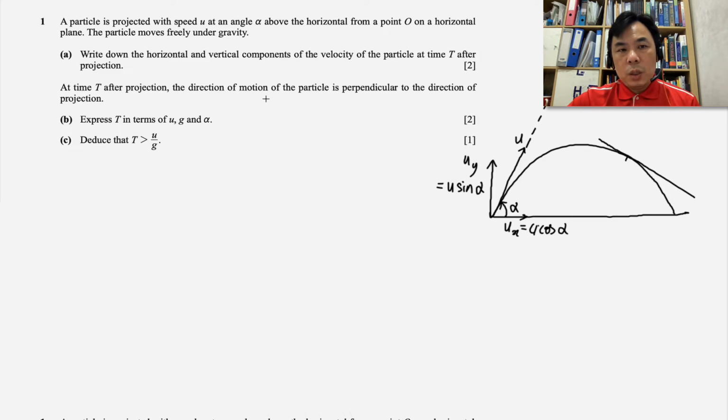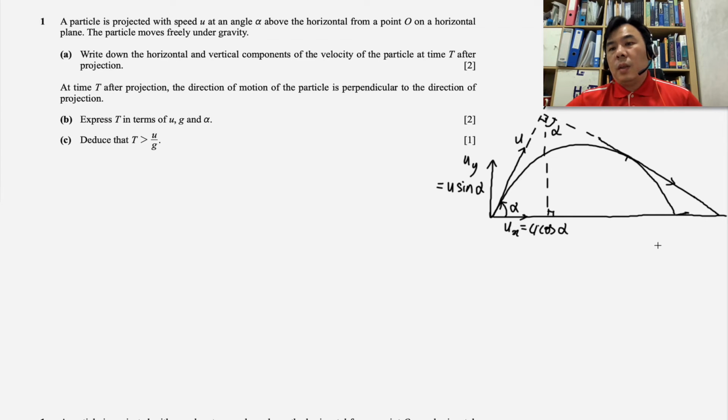But if you look at question two, at time t after projection, the direction of motion of the particle is perpendicular to the direction of projection. So this line represents the direction of projection, and this line represents the direction of the particle at time t. I can extend this further a bit. This should be 90 degrees. That's what they are talking about. I'm going to redraw this somewhere here and construct a right-angled triangle. This angle alpha is the same as this angle here, alpha.